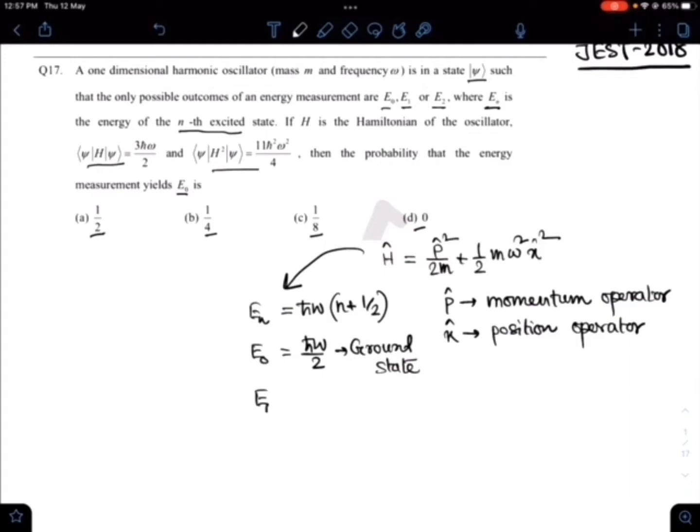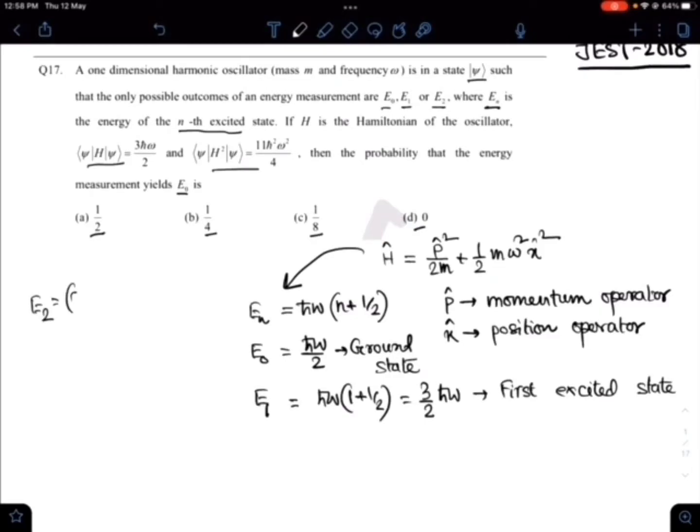And E1, the energy of the first excited state, will be h cut omega times 1 plus half. So this is 3 by 2 h cut omega. This is the first excited state. Similarly, E2, the energy of the second excited state, will be 2 plus half times h cut omega, that means 5 by 2 h cut omega. Second excited state.